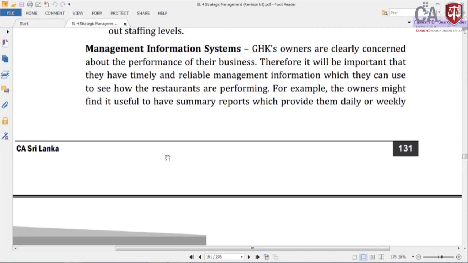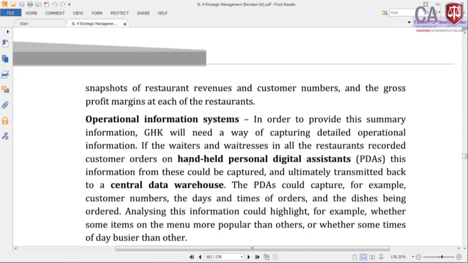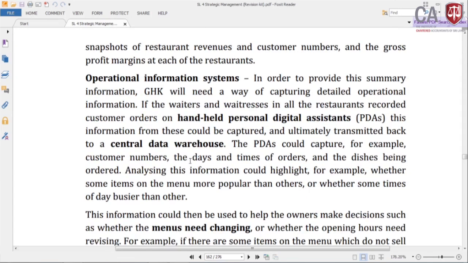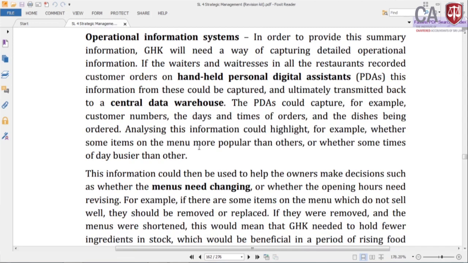GHK owners are clearly concerned about the performance of their business, therefore it will be important that they have timely and reliable management information which they can use to see how the restaurants are performing. This information system can generate more important information regarding the performance of the organization. For example, the owners might find it useful to have summary reports which provide them a daily or weekly snapshot of restaurant revenue and customer numbers and the gross profit margin at each of the restaurants.